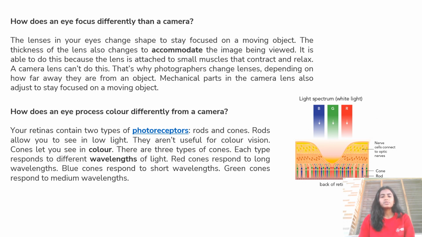How does an eye process color differently from a camera? Your retinas contain two types of photoreceptors, rods and cones. Rods allow you to see in low light. They aren't useful for color vision. Cones let you see color. There are three different types of cones. Each type responds to different wavelengths of light. Red cones respond to long wavelengths, blue cones respond to short wavelengths, and green cones respond to medium wavelengths.